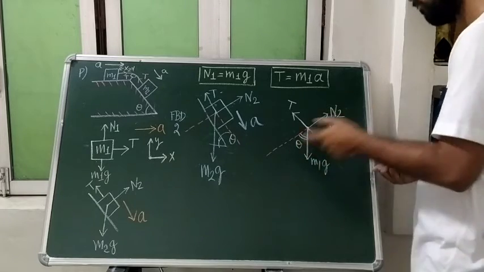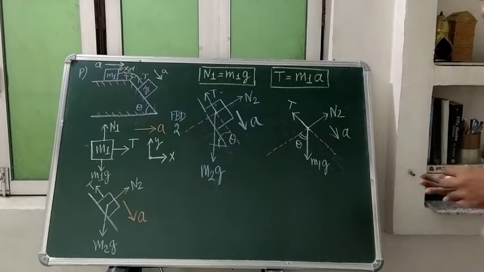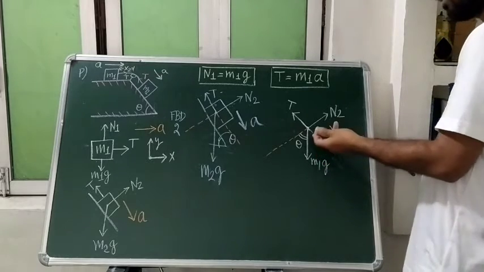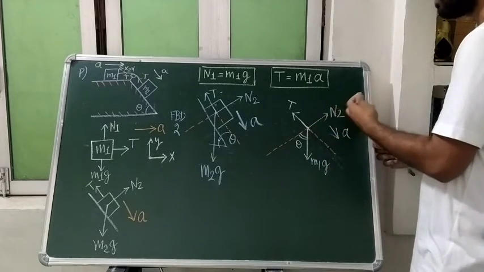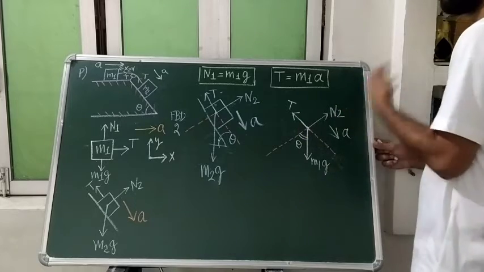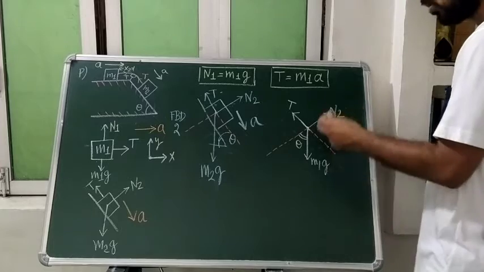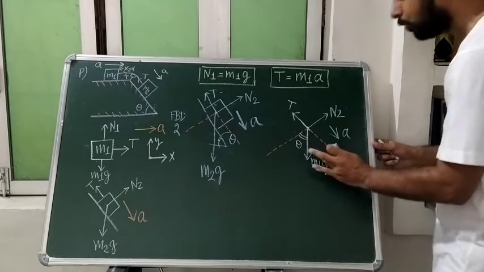Why will it be there? I think I have told you. So student, we will resolve this M1G. Everything is present. N2 is present, perpendicular to the direction of contact surface. Tension is along the direction of contact surface. Only the M1G, M2G will come here.